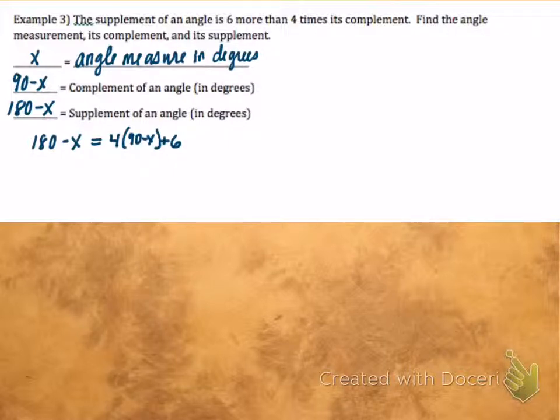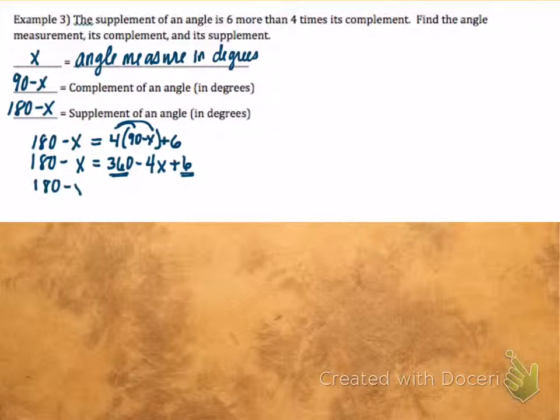And we need to solve. To solve, I need to first take care of the distributive process to simplify. So I need to multiply the 4 times both pieces in parentheses. That will give me 360 minus 4x plus 6. And then I would combine my like terms on the right of 360 and 6. So my new equation is 180 minus x equals 366 minus 4x.